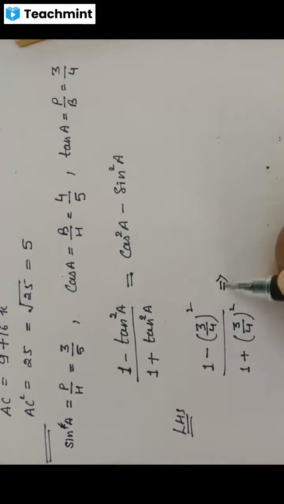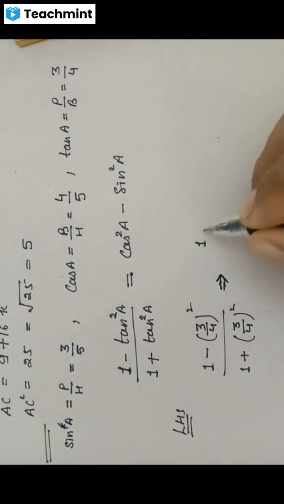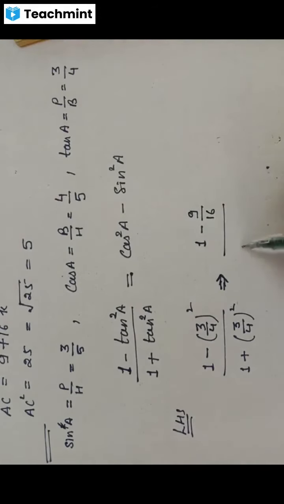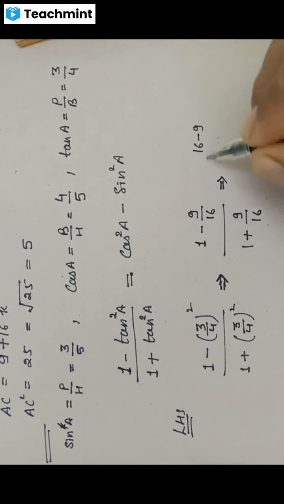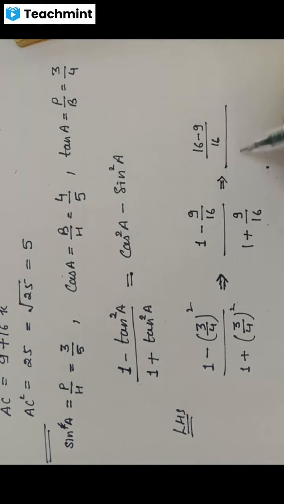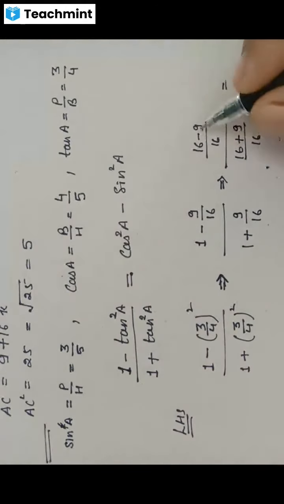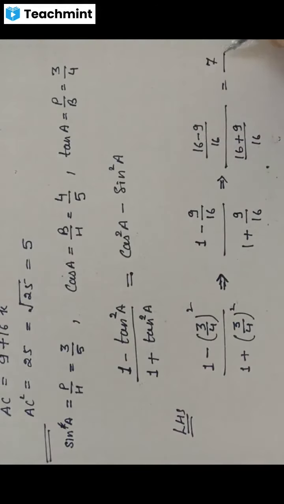Now I am going to solve it. See here: 1 minus 9 upon 16, divided by 1 plus 9 upon 16. That is (16 - 9)/16 divided by (16 + 9)/16. Both the 16s will cancel, and you will get 7 upon 9 plus 16, which is 25. It is clear. It will be 7 upon 25.